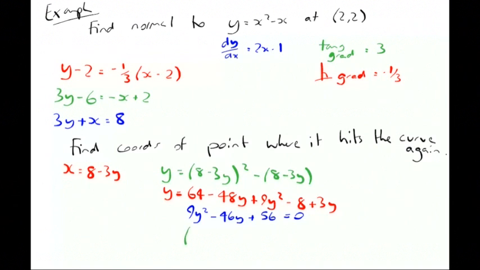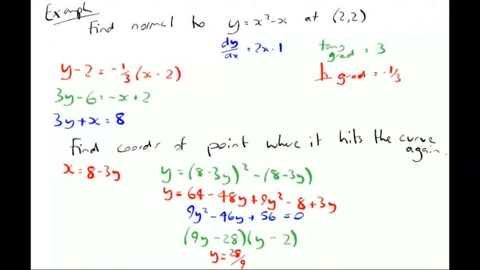We can factorise that. We know from our original coordinate that one of the solutions was 2. So I've got (9y minus 28)(y minus 2). The y minus 2 is the solution I already know, so the other one is the one I'm interested in. y equals 28 over 9. That's only the y coordinate. I need the x one as well.